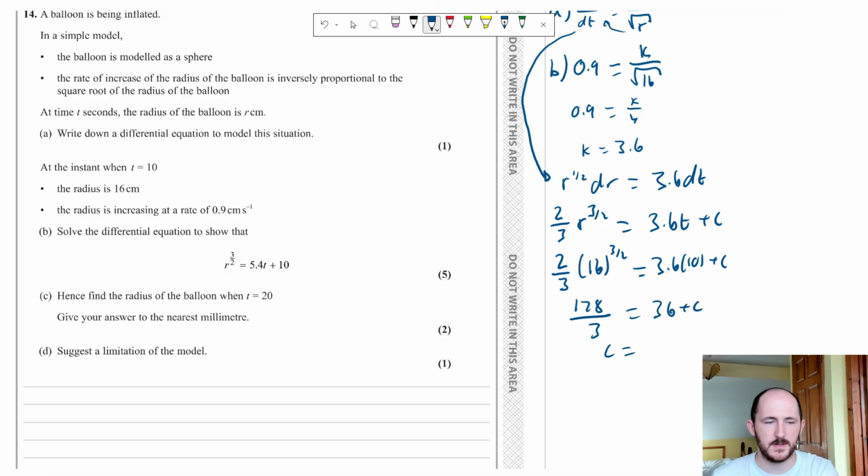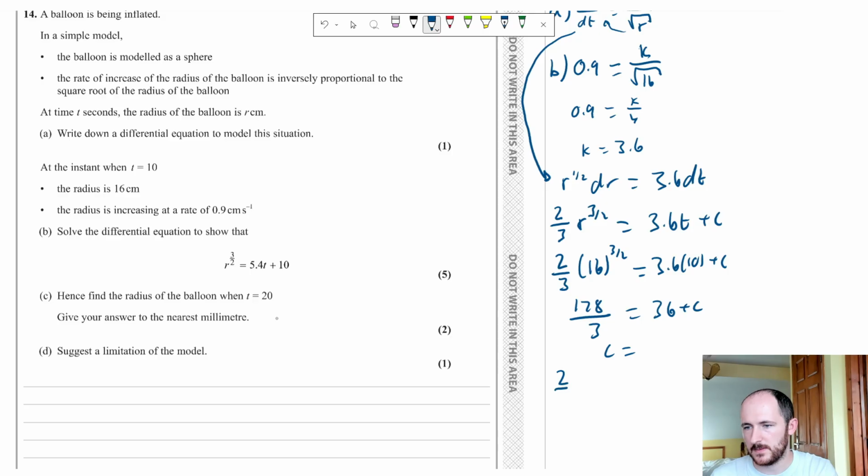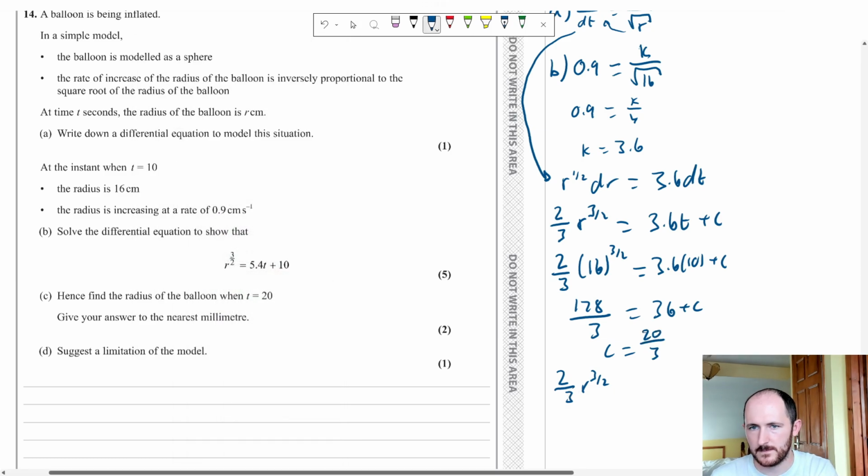Which means c is equal to that minus 20 over 3. Cool. So we have 2 over 3, r to 3 over 2, what did I say it was? 20 over 3. Ah, we just have to show that equals that. That's not too bad. Equals 3.6t. So how do we show it equals that?